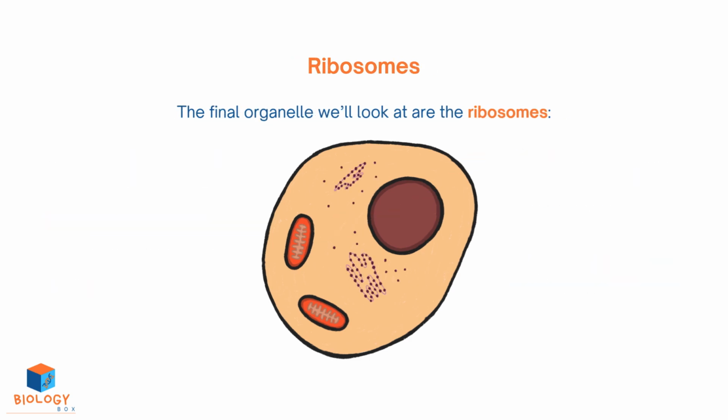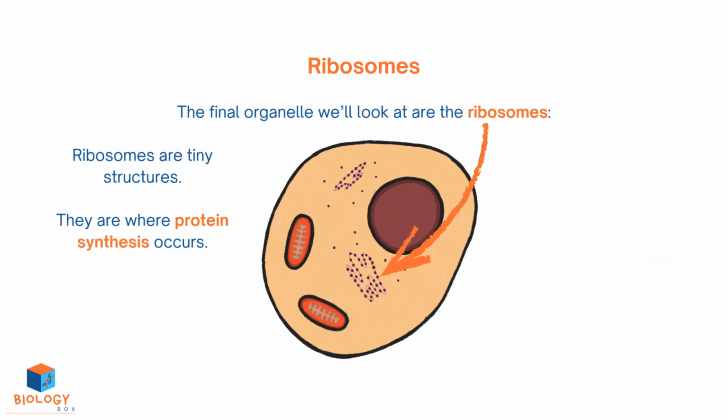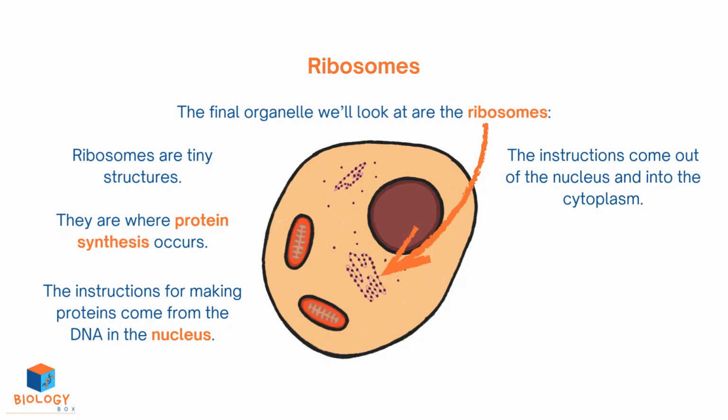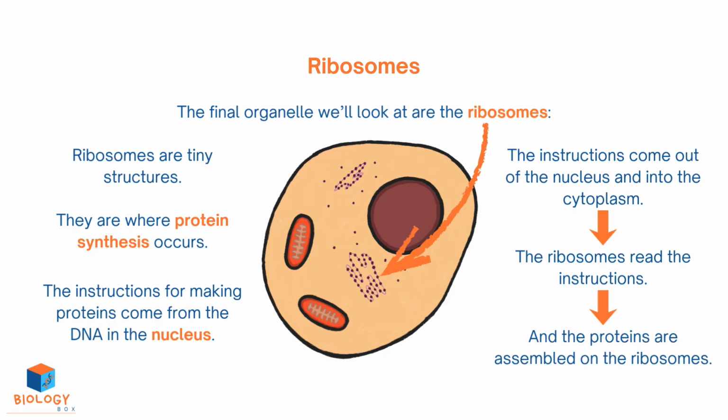The final organelle we'll look at are the ribosomes. Ribosomes are tiny structures. They are where protein synthesis occurs. The instructions for making proteins come from the DNA in the nucleus. The instructions come out of the nucleus and into the cytoplasm. The ribosomes read the instructions, and the proteins are assembled on the ribosomes.